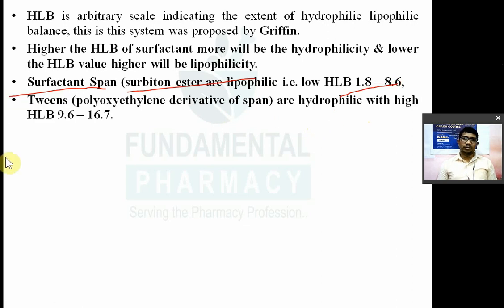Now Tweens, a question has already come on this. Tweens are polyoxyethylene derivatives. They are hydrophilic in nature. They have higher HLB values, for example ranging from 9.6 to 16.7. So those surfactants which have a higher HLB value are hydrophilic in nature. Those surfactants which have a lower HLB value are lipophilic in nature.